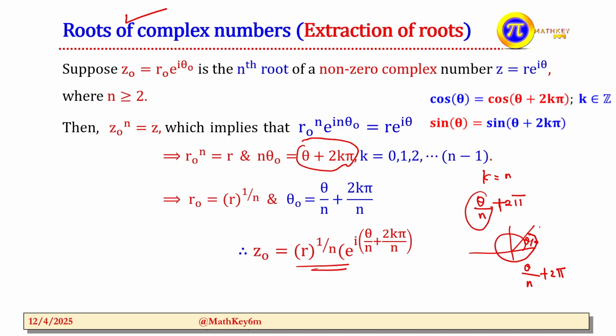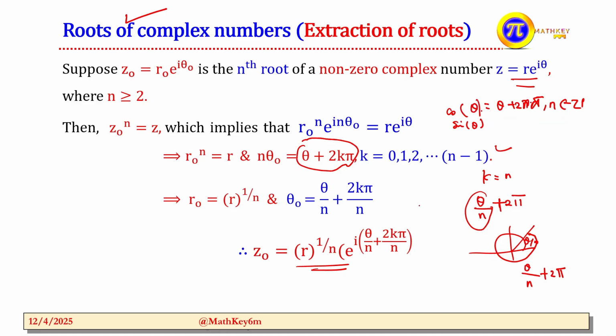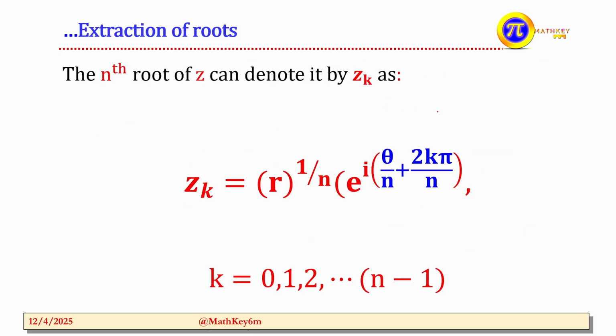Because of this, after k equals n, there is a repetition of what we did before. Because of that, we take z naught is equal to r to the power of 1 over n times e to the power of i of theta over n plus 2k pi over n, where k runs from 0 to n minus 1. If k is equal to n and other values, which are n plus 1 and so on, this complex number repeats itself. Because of this, you have to apply this formula to find the root of a complex number.